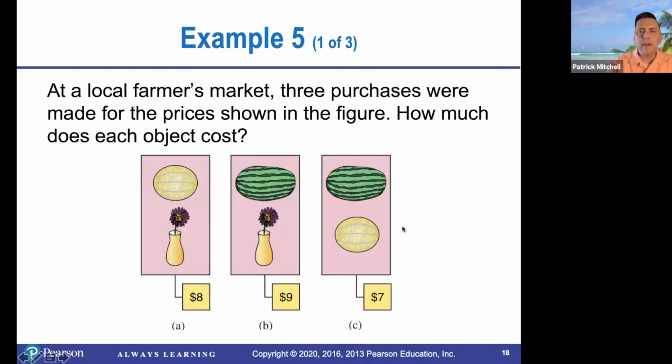All right. This is a cute problem. At a local farmer's market, 3 purchases were made for the prices shown in the figure. How much does each object cost? So first we have a cantaloupe and a flower in a vase. That cost $8. Then we have a watermelon and a flower in a vase. That cost $9. And then we have a watermelon and a cantaloupe. That cost $7. So there is enough information here to figure out how much each of those items costs separately.